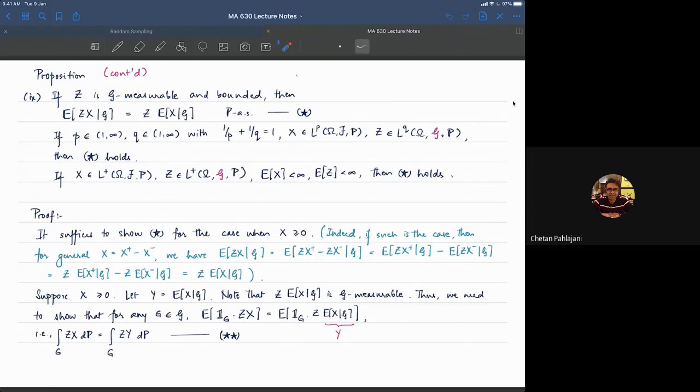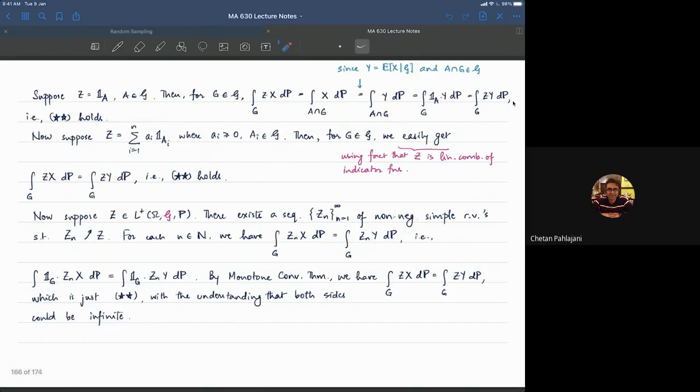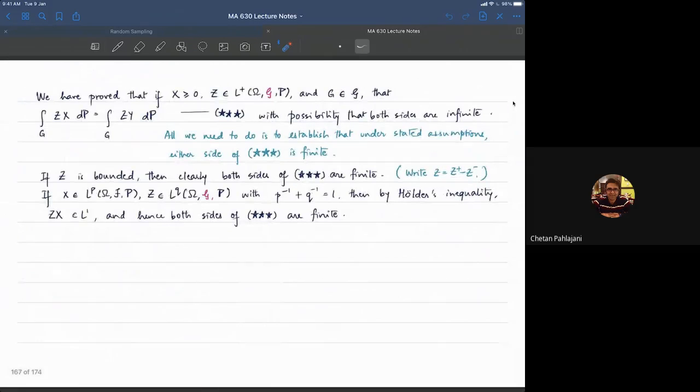To justify this operation, we need a little bit of integrability. And there are a couple of different ways you can get integrability. One is if Z is bounded. Another is if X is in L^p, Z is in L^q, and so on. So this is something we had done last time. This basically said that when something is already measurable with respect to the sigma algebra, you can just pull it out.